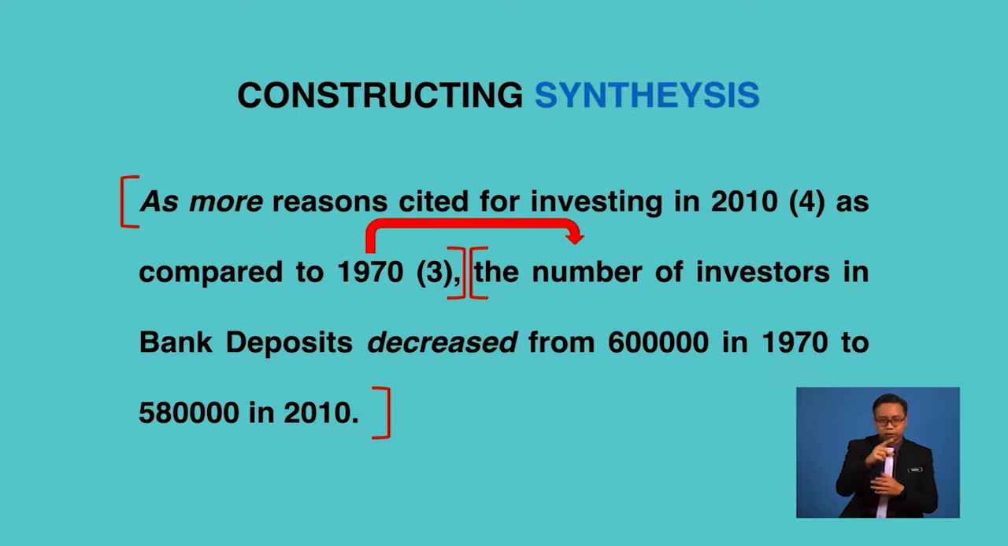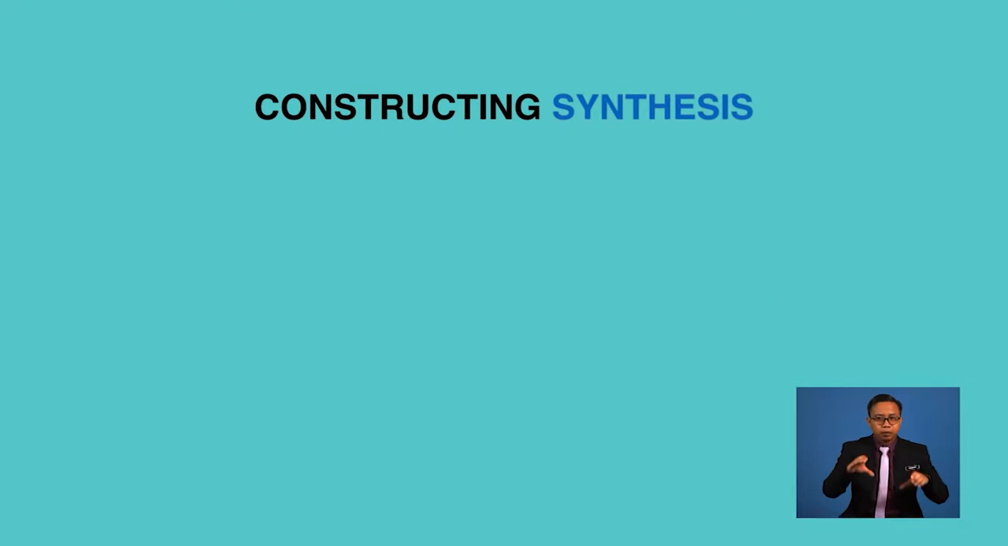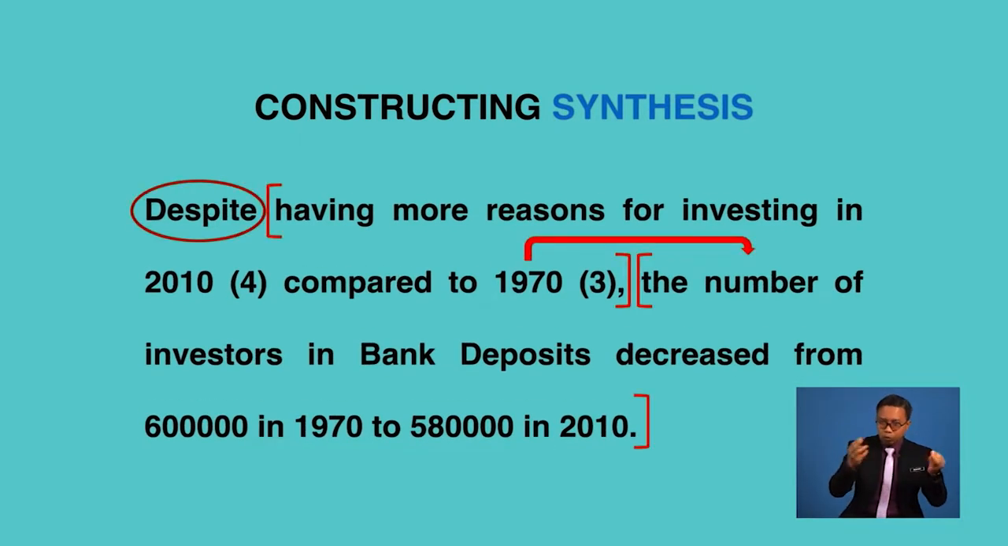Wait a minute. Does this make sense? It doesn't, does it? Okay, let's refine the sentence. We may have to change the linker to a more appropriate one in order to make the synthesis logical. Now, let's try this. Despite having more reasons for investing in 2010 in bracket 4 compared to 1970 in bracket 3, the number of investors in bank deposits decreased from 600,000 in 1970 to 580,000 in 2010. There you have it. The statement is logical, isn't it?